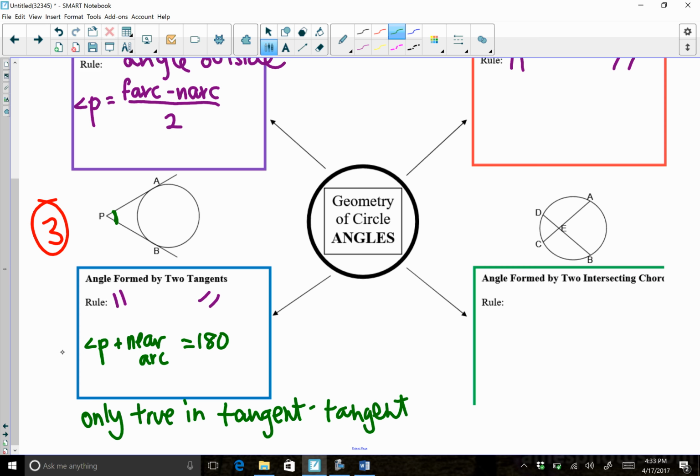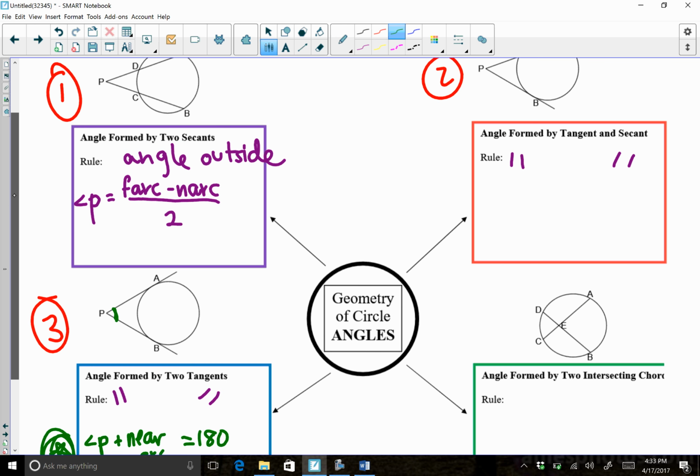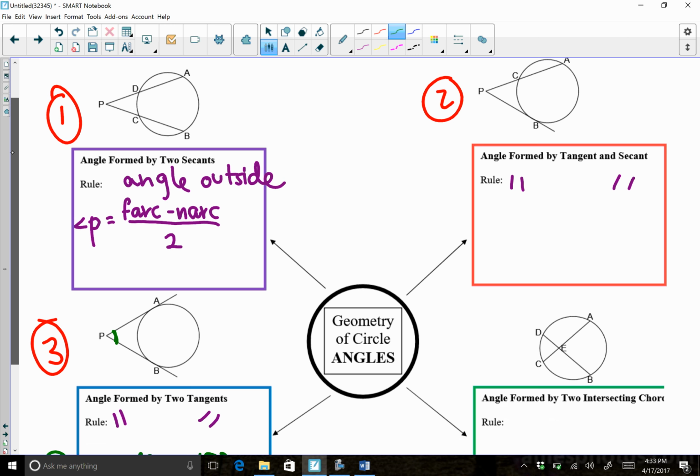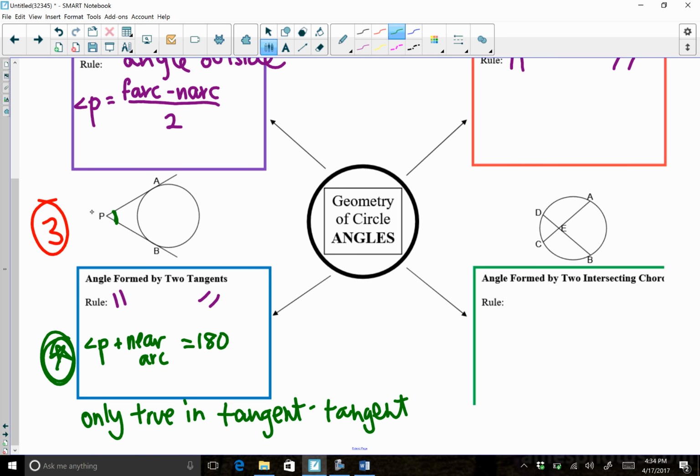So it's only going to work for a tangent-tangent. This is a very special case just for this diagram 3, but for 1, 2, and 3, we can use farc minus narc over 2. So make sure you do fill that in for any outside angle, except the special case where I have 2 tangents that meet at a point. This angle plus the near arc, they would add to 180.